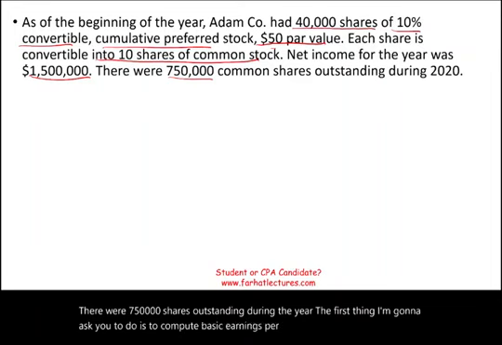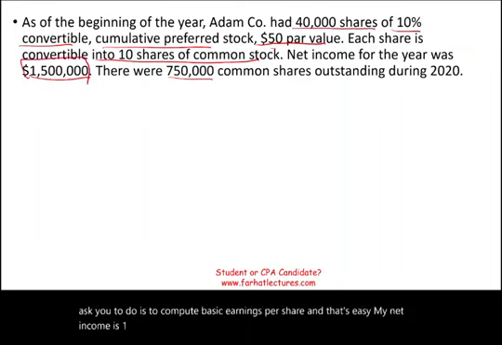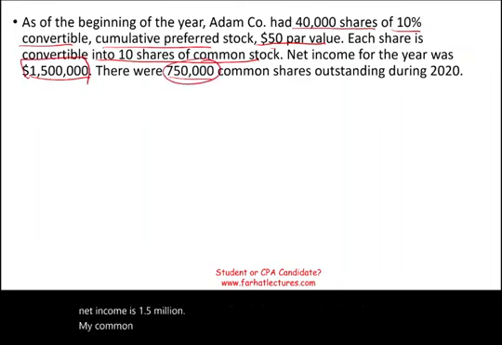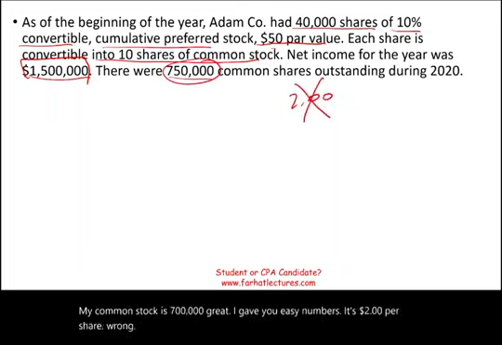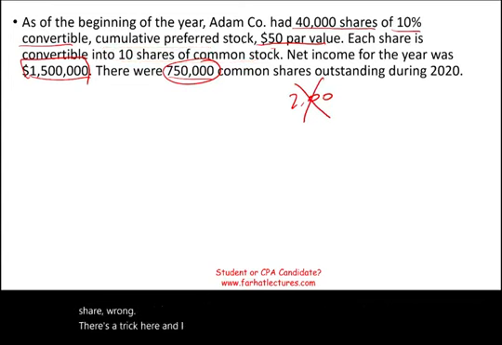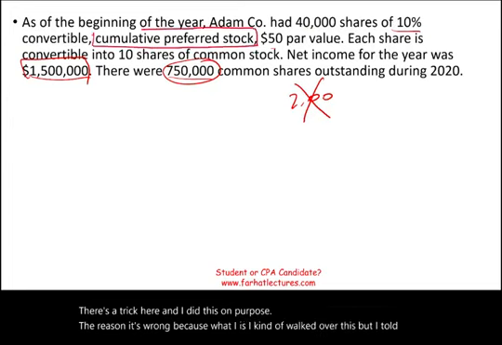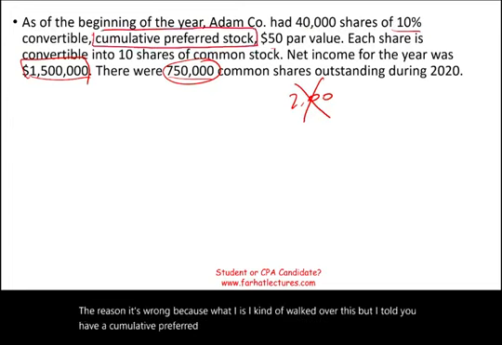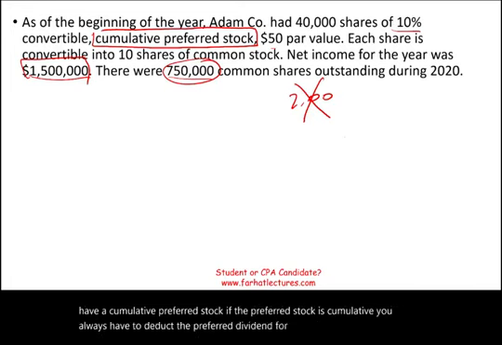And that's easy. My net income is $1.5 million. My common stock is 700,000. Great. I gave you easy numbers. It's $2 per share. Wrong. There's a trick here, and I did this on purpose. The reason it's wrong, because what I did is I kind of walked over this, but I told you have a cumulative preferred stock. If the preferred stock is cumulative, you always have to deduct the preferred dividend for that year. Well, the preferred dividend, how much does this stock pay?